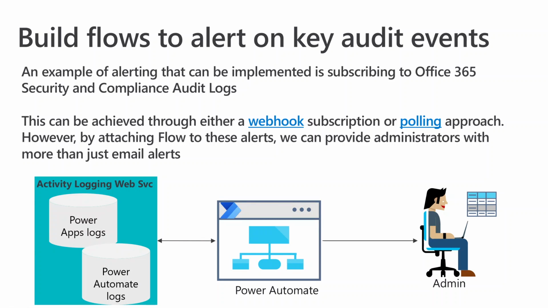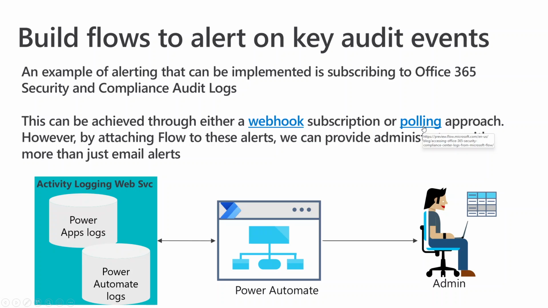So what you can do for this is create a Power Automate flow to alert on key audit events. You could say, okay, every time a particular flow is created, let's alert an admin or something like that. You can achieve that in two ways. There's either a real-time webhook subscription that you could enable, or there's a polling approach. These are links here that will show you how to go and do both of those.